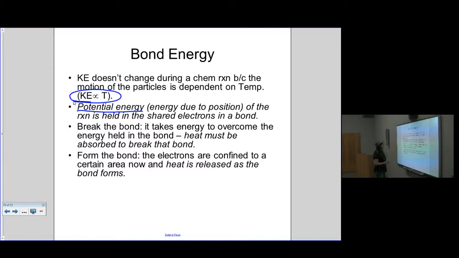So we call that the energy of position in general, but we're looking at what's happening to the electrons in a bond. When you break a bond, there's potential energy stored in that bond where the electrons are, and the breakage will absorb energy in order to break that bond. When you form the bond, the electrons are going to be confined and they're going to have to release energy as they're forming.